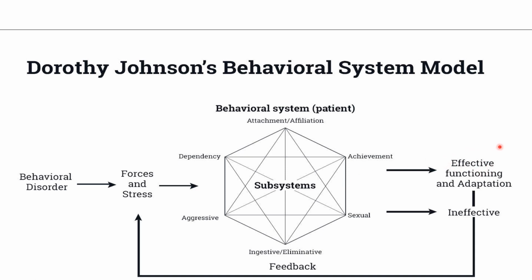That is, effective functioning and adaptation can happen. Sometimes it is not adapting properly. Ineffective functioning and instability happen. So at that time the nurse has to help or intervene to again bring the system into balance. Ineffective functioning again acts as a stress to the whole subsystem. So this is Johnson's behavioral system model.